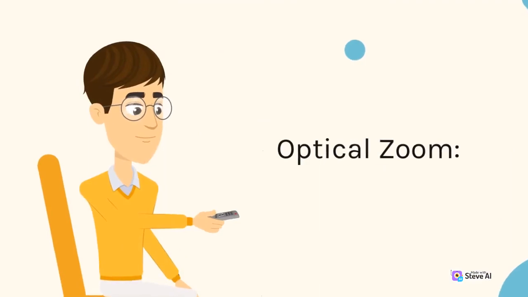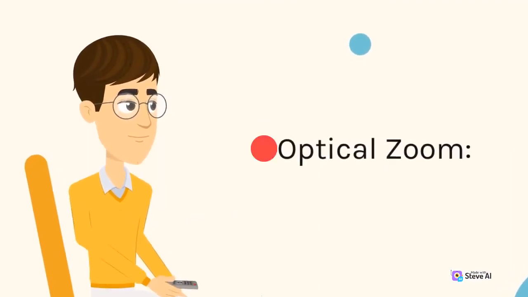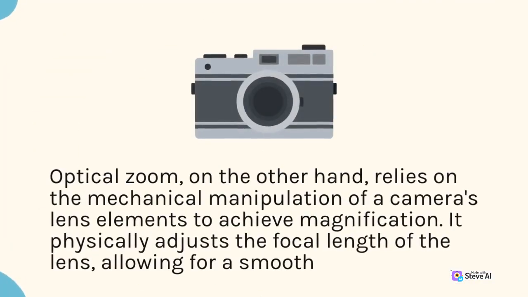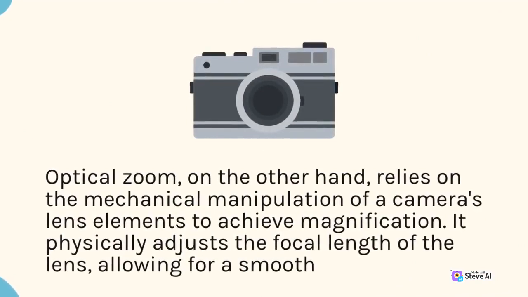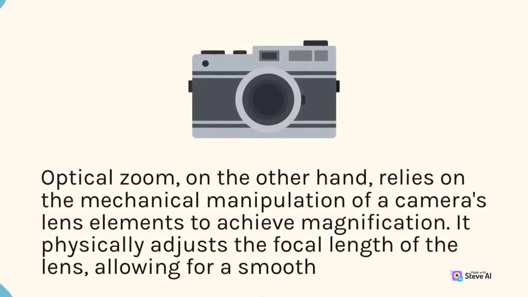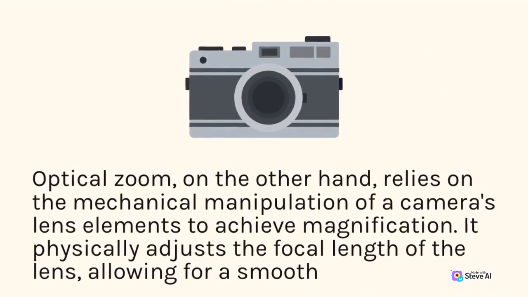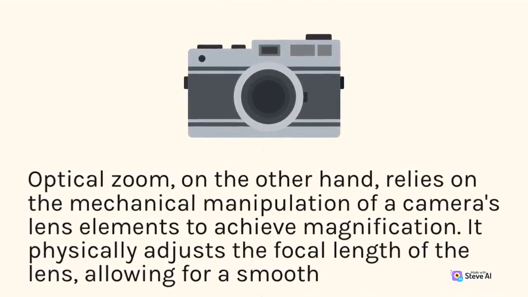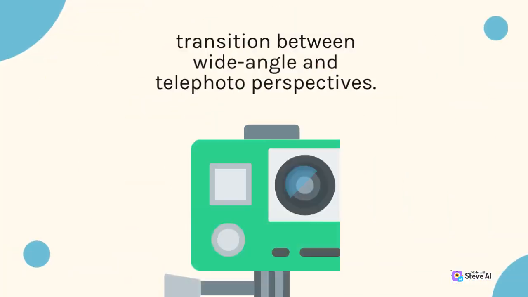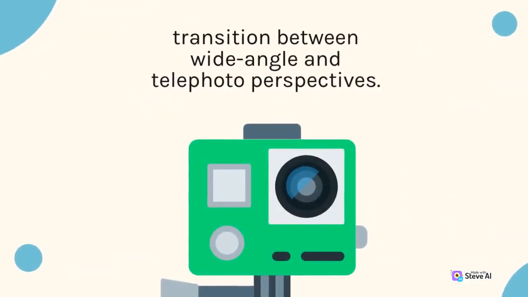Optical zoom. Optical zoom, on the other hand, relies on the mechanical manipulation of a camera's lens elements to achieve magnification. It physically adjusts the focal length of the lens, allowing for a smooth transition between wide-angle and telephoto perspectives.